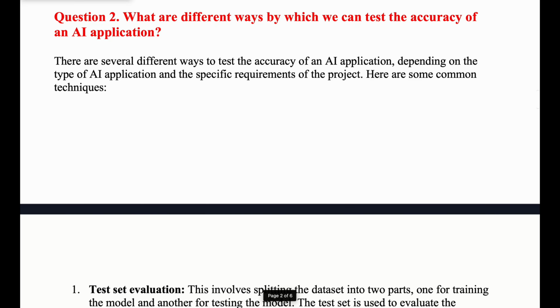Second question is, what are the different ways by which we can test the accuracy of an AI application? Friends, there are several different ways to test the accuracy of an AI application depending on the type of application and the specific requirements of the project. Here are some common techniques.